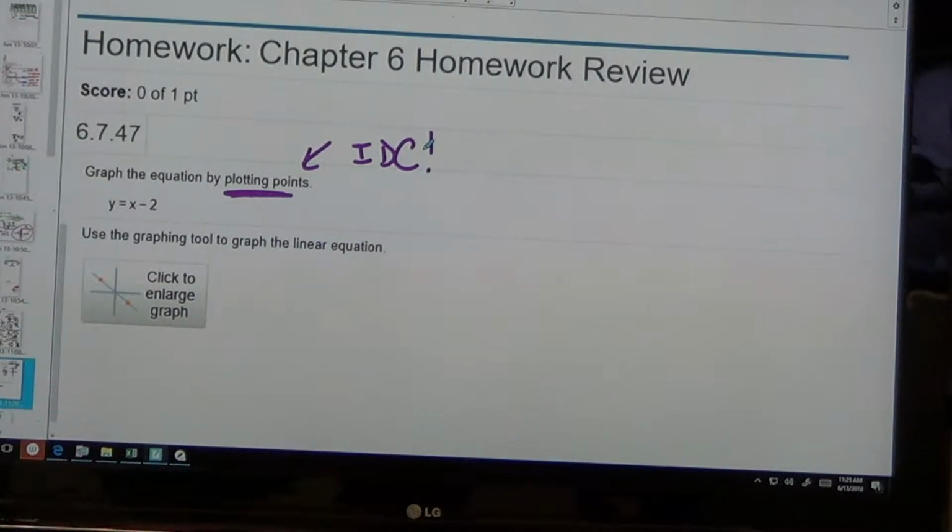Hartsville, cut your mic off for just a second. It was on the hallway. I'm trying to figure out where to put it.